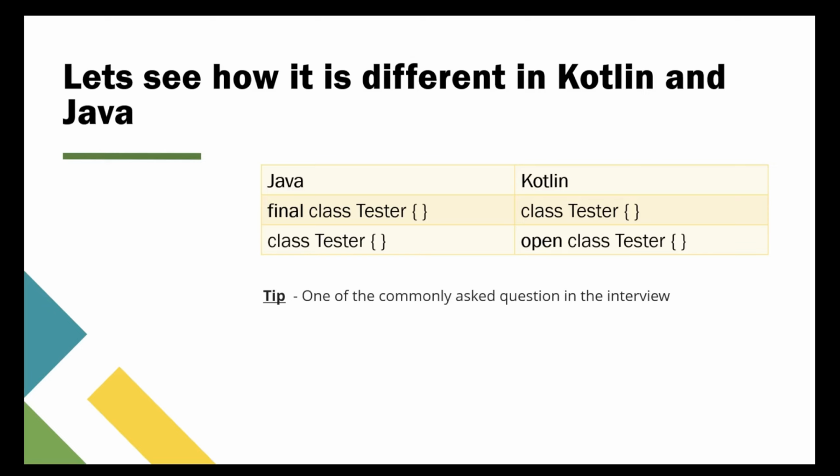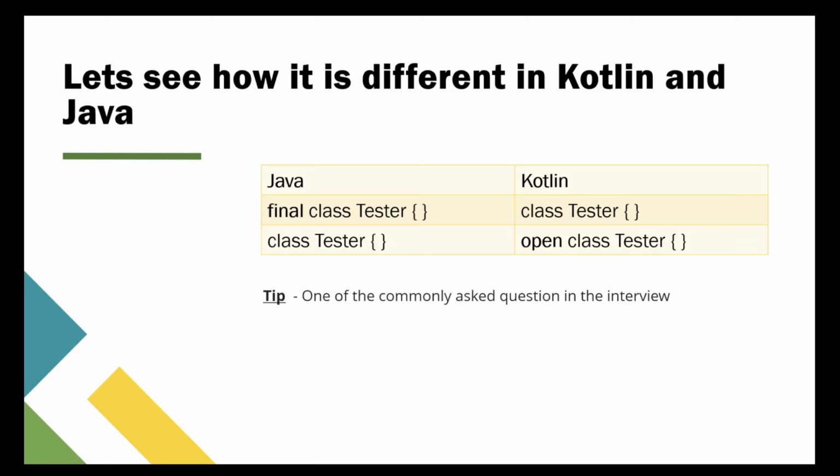Similarly, here is the difference between how it looks in Java and how it looks in Kotlin. If you put a final keyword on a class in Java, the equivalent code in Kotlin would be just class Tester, which means that you don't have to explicitly add final, it is final by default. However, if you make a class Tester in Java with no extra keywords, that means you are making the Kotlin class an open class by putting the keyword open.